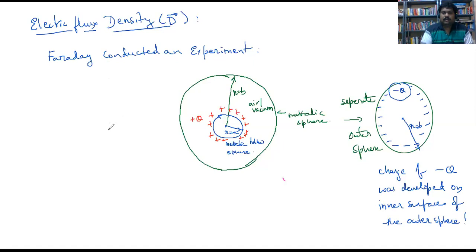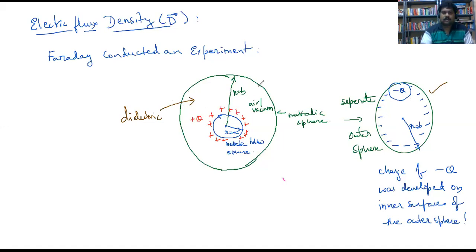Now, he did not jump into a conclusion. So he put one more dielectric here like this. So he put a dielectric, glass or some other dielectric, in between these two, where it was air or vacuum earlier. Then he performed the same experiment, and still he got this result only. Whatever magnitude of charge you put on the inner sphere, the same magnitude of charge appears on the inner surface of the outer sphere, irrespective of the material in between.